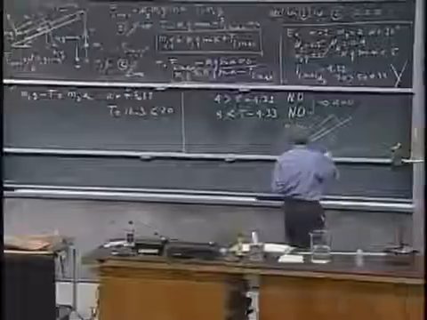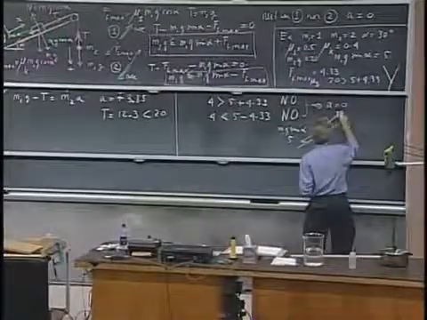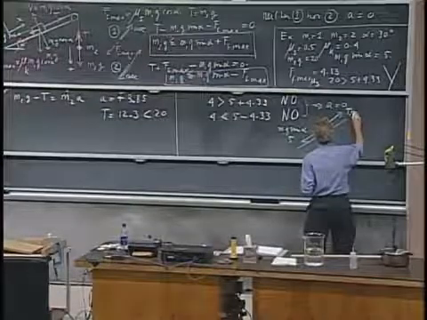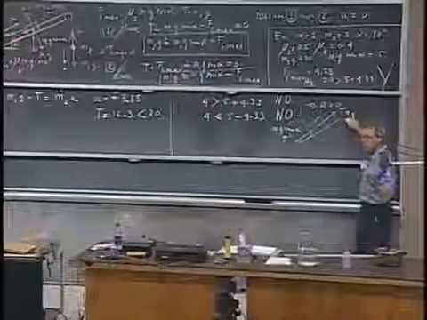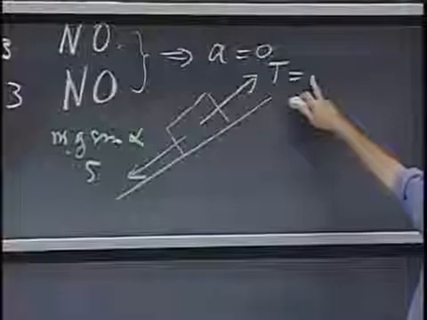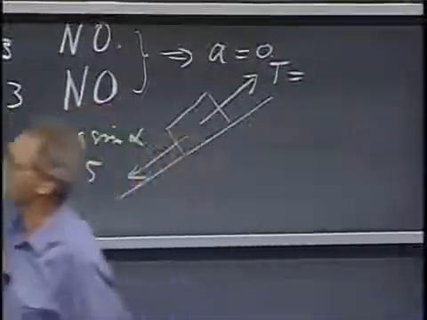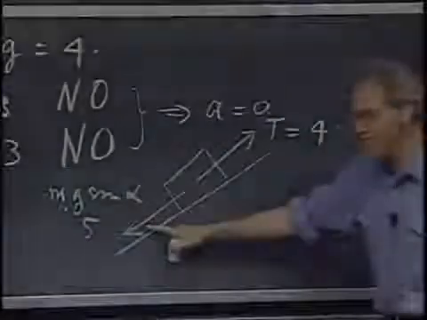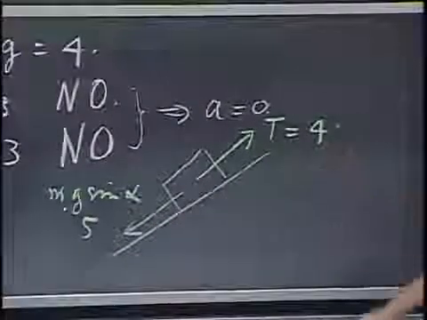I also know that we have tension here, and the tension must be m2 g, because the object is not being accelerated. We're back where we were. Number 2 is not being accelerated. The tension is 4. 5 newtons downhill, 4 newtons uphill.